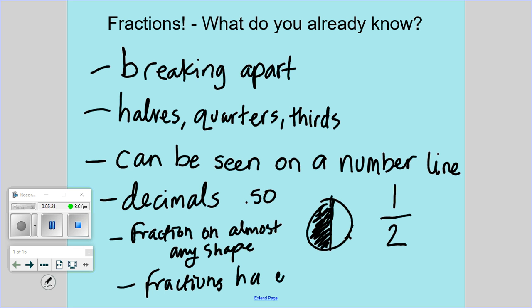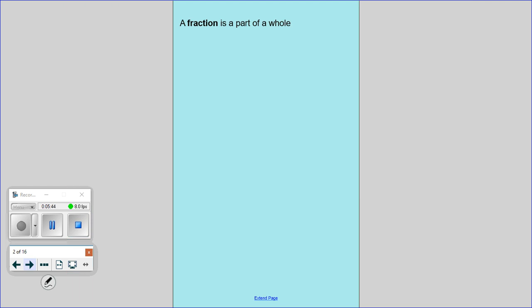Why are you not writing my B? Aiden? Each part of the fraction does have a name. Very good. Alright, so we're going to work on some of this.